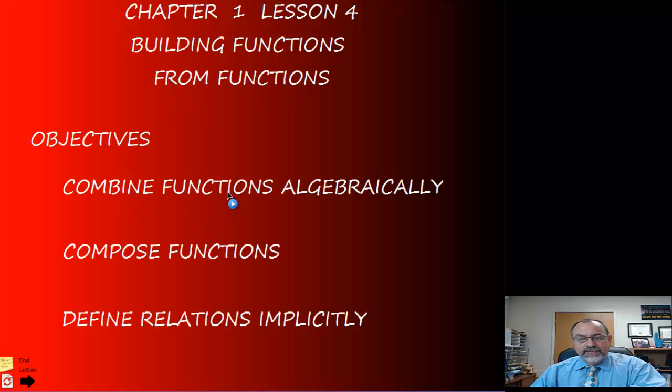And we can do that by combining these functions algebraically, or we can compose functions, and then we'll look at how we look at implicit relations that are given to us in the form of algebraic expressions. Now, when we combine functions algebraically and compose functions, we're going to be creating these new functions. And one of the main things we have to remember about this is that because we're creating functions from functions, the domain of the new function is going to inherit some of the characteristics of the original functions.